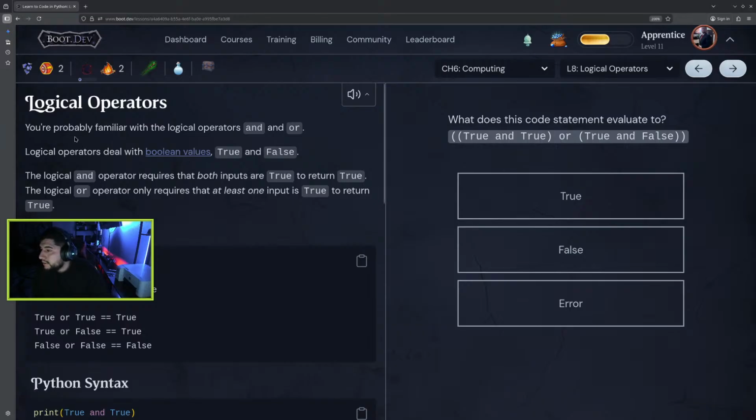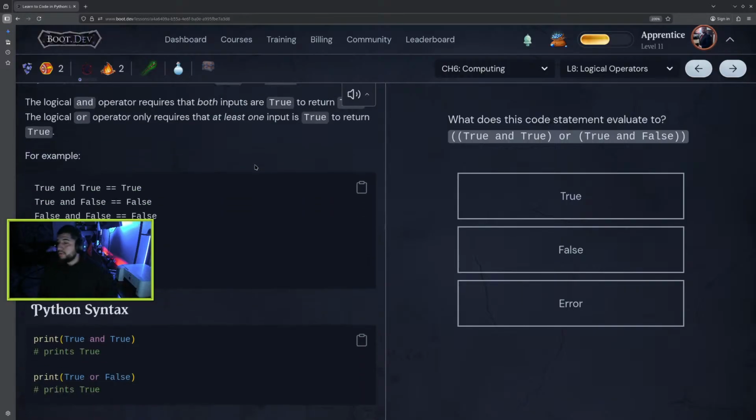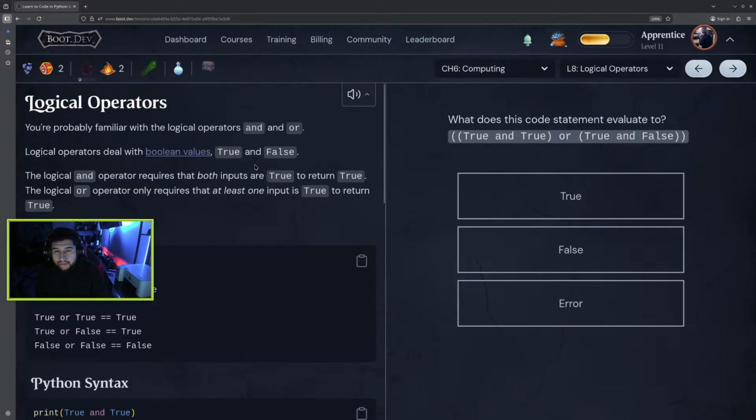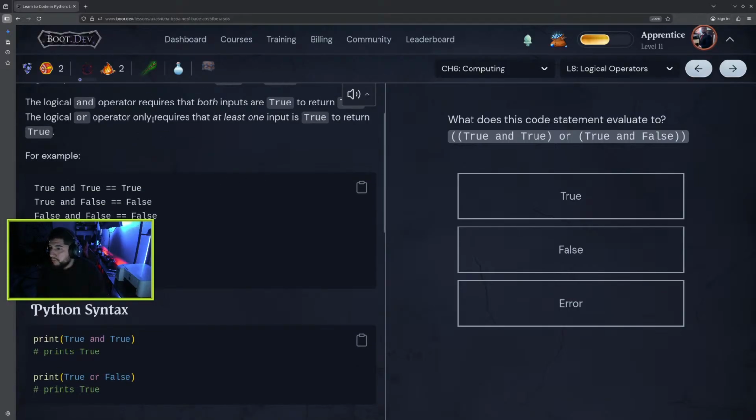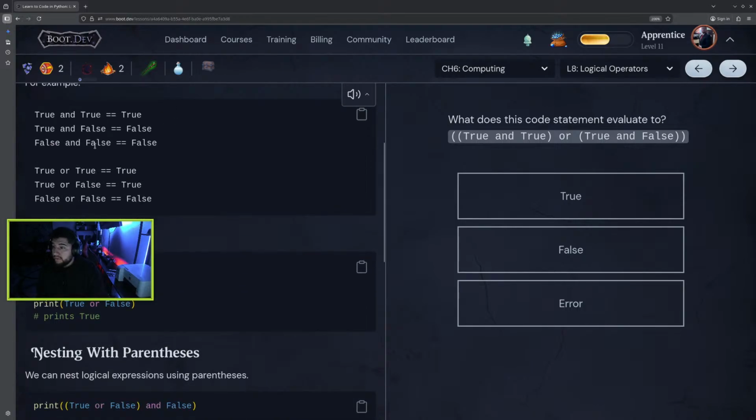Logical operators. You're probably familiar with the logical operators and or. Logical operators deal with Boolean values, true and false. Logical AND operator requires both inputs are true to return true. The logical OR operator only requires that at least one input is true to return true. For example, true and true equals true, true and false is false, false and false is false, true or true is true, true or false is true, false or false is false.